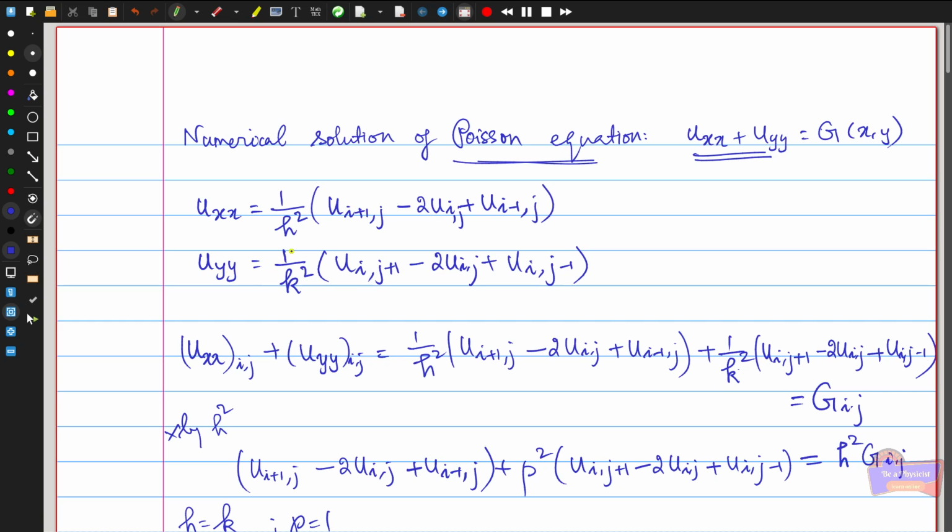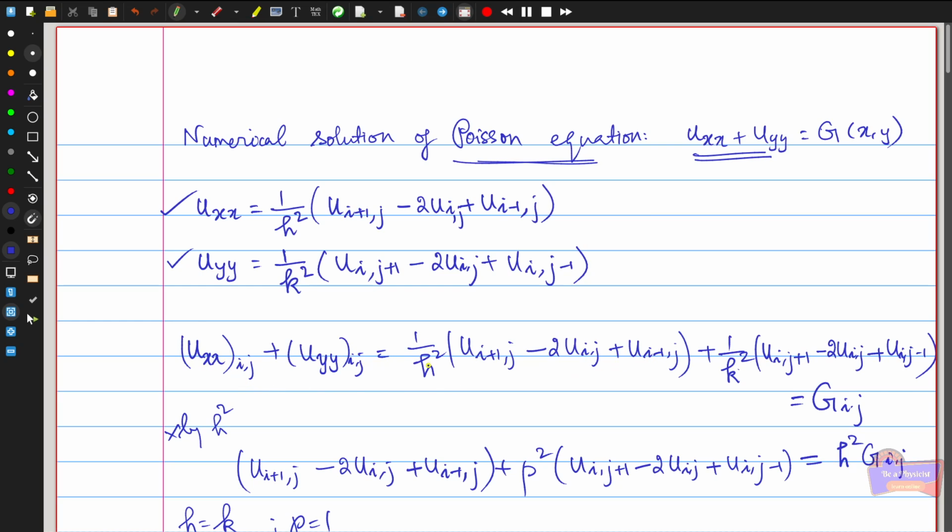Similarly for uyy, I can write it in terms of the y-axis, where the step size varies as k, so it is 1 divided by k squared times u of i comma j plus 1 minus 2 u of i comma j plus u of i comma j minus 1. We can directly substitute these two equations into the Poisson equation to find the 5-point approximation formula. Just substituting these, you will get this expression.